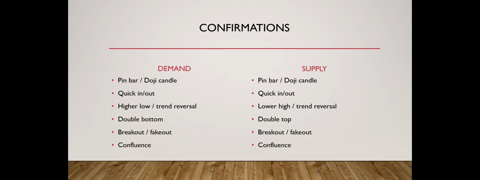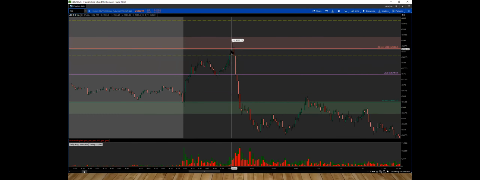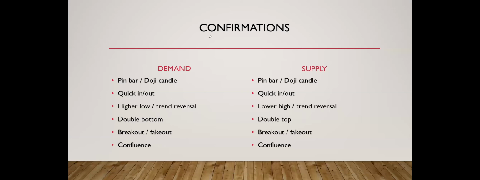Okay. So my confirmation, if we look at today's example, was either a pin bar or a doji candle. In this case, that was a pin bar. This is usually when the price goes up and comes back down and closes. You have this long wick up, and for the demand zone it would be the other way around, so the wick would be below.